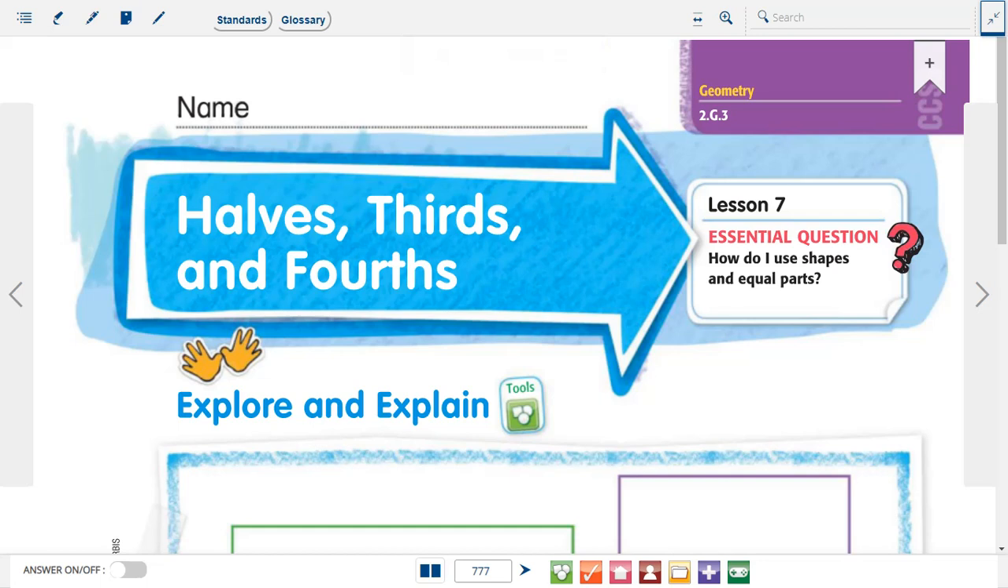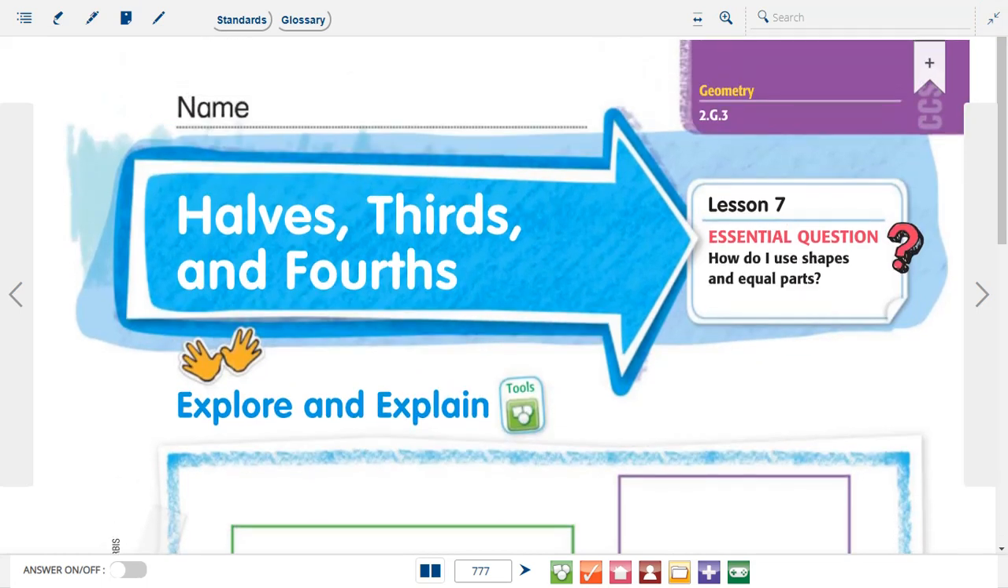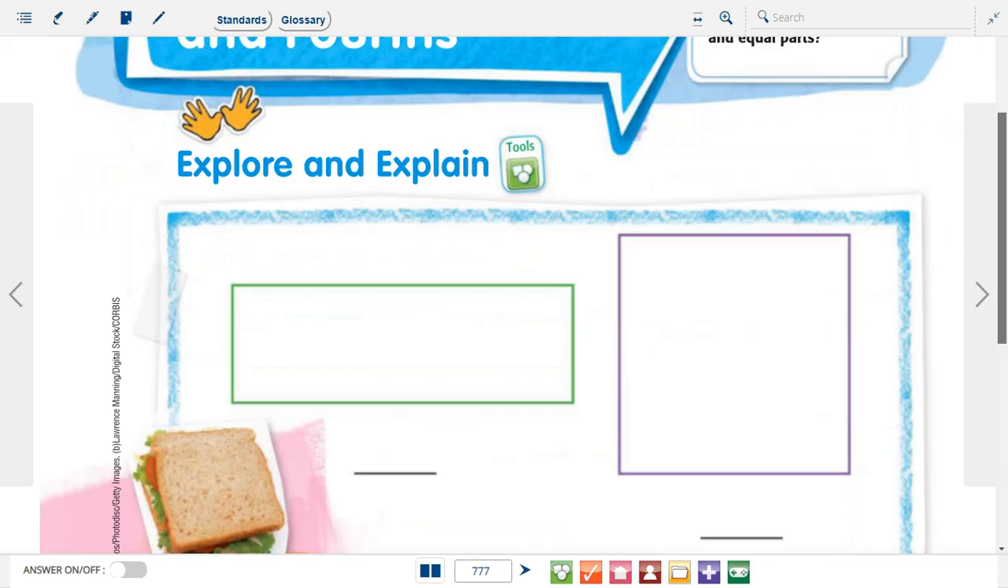Today we're going to take lesson 7, page 777. The lesson title is halves, thirds, and fourths. We're going to talk about them and to know the meaning of each word of them. What does halves mean? What does thirds mean? What does fourths mean? So stay with me.